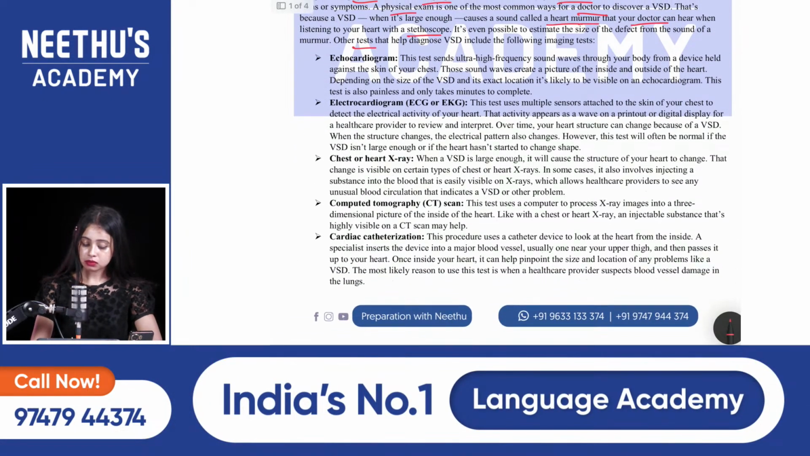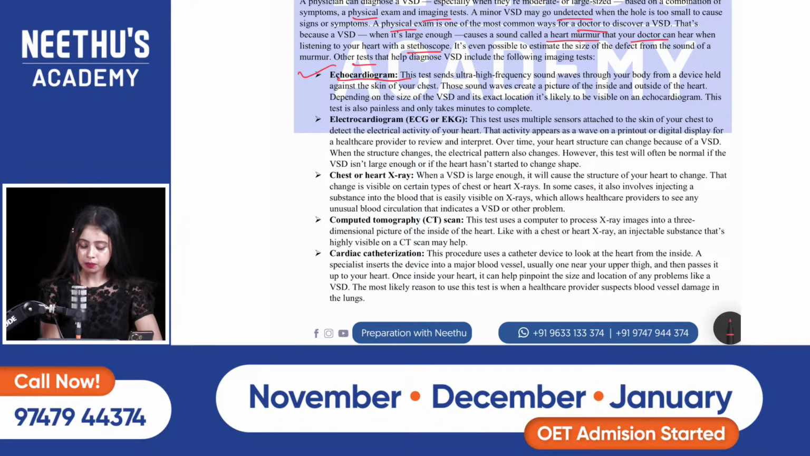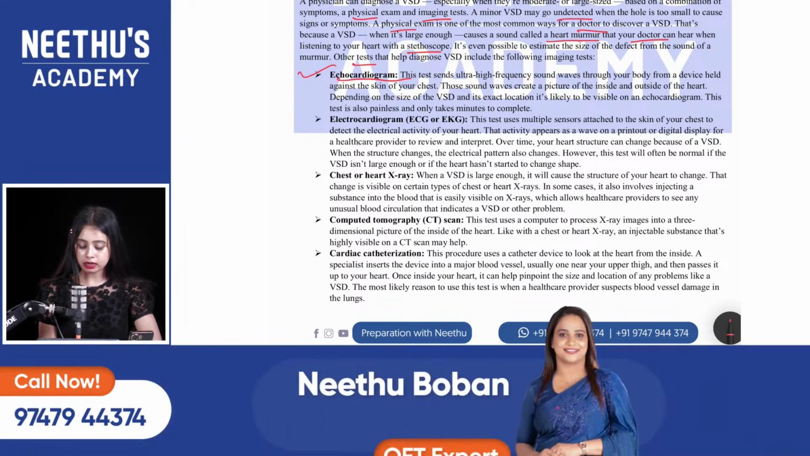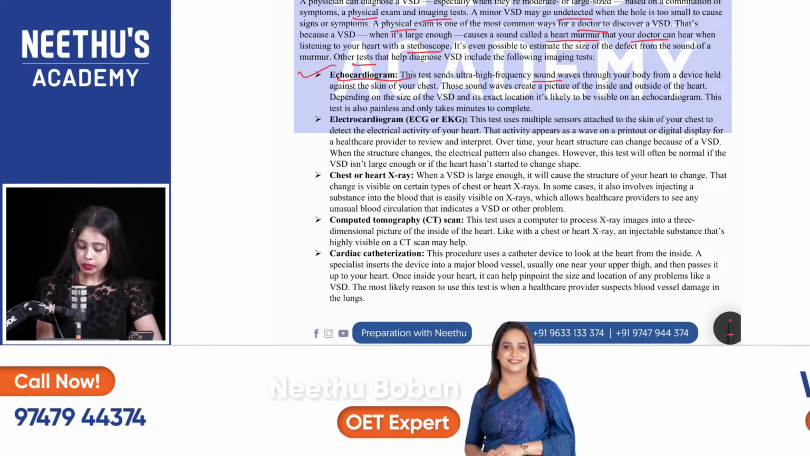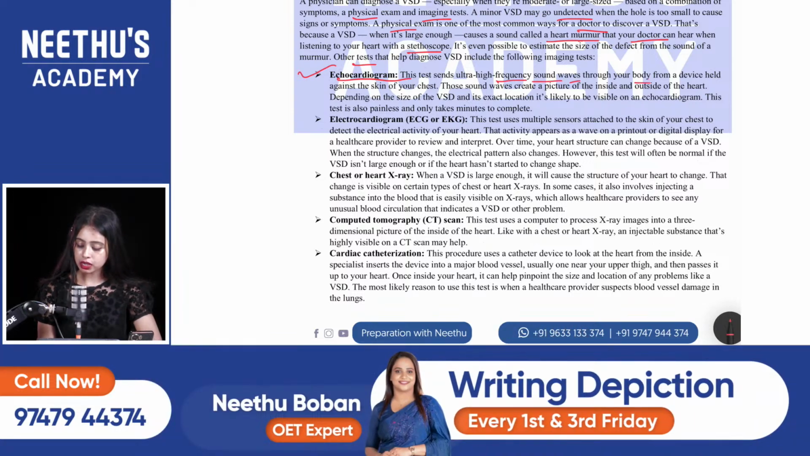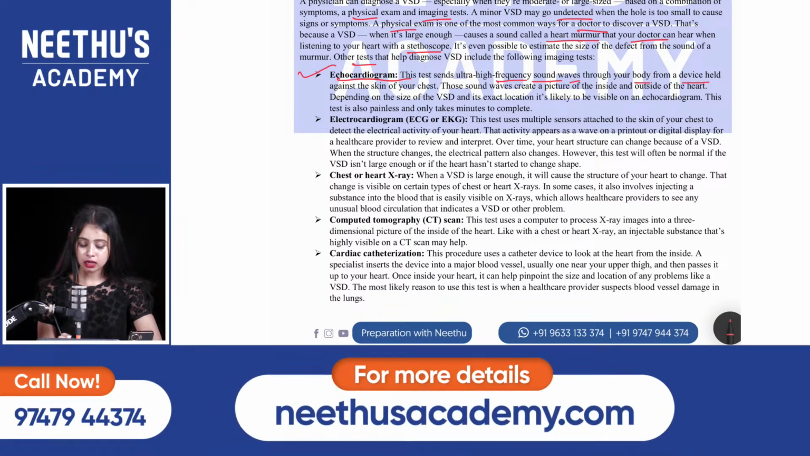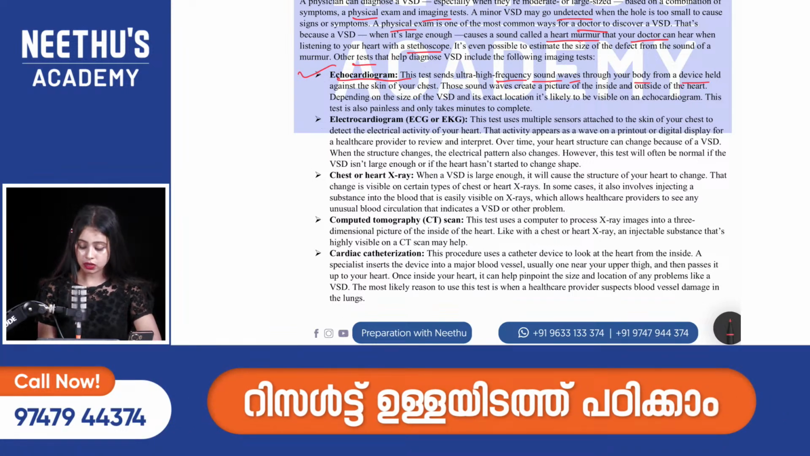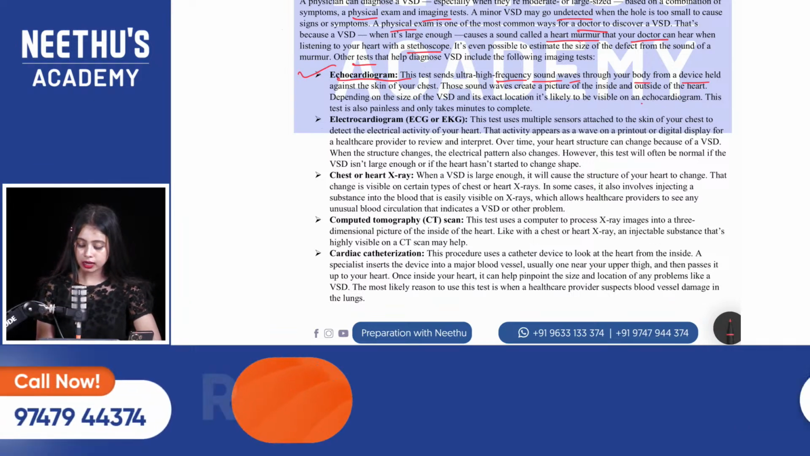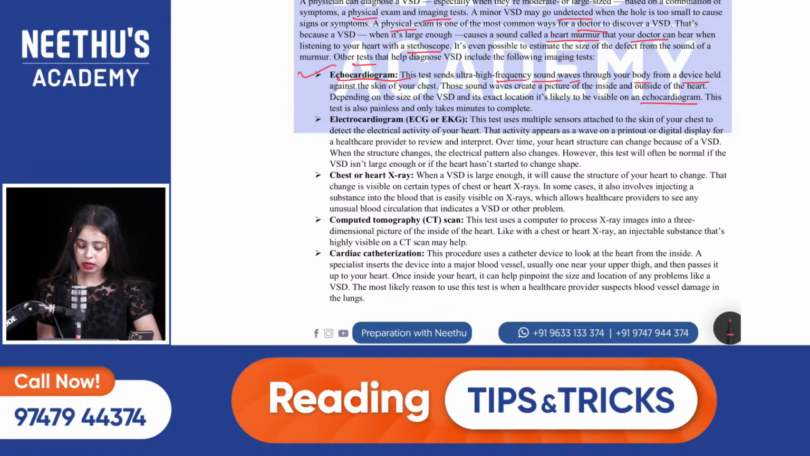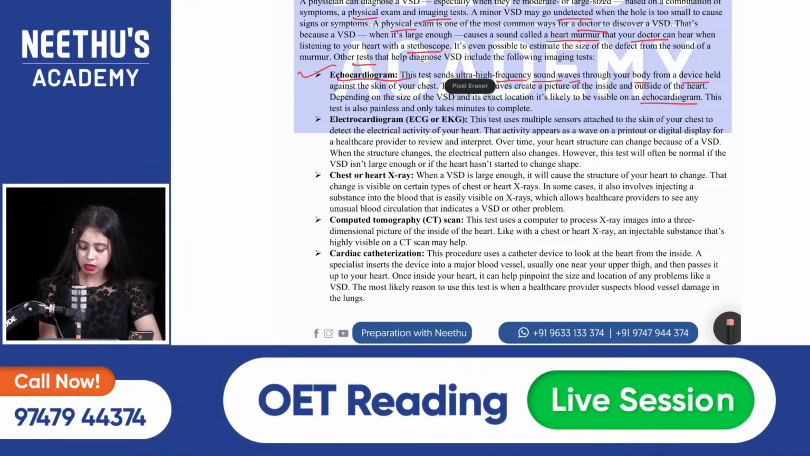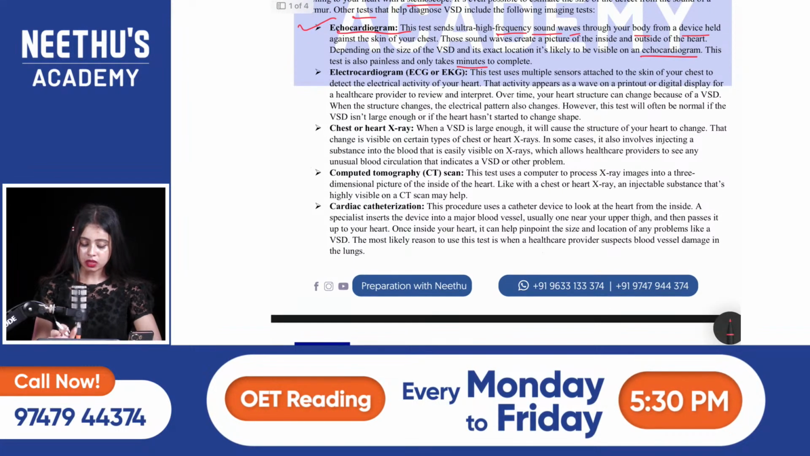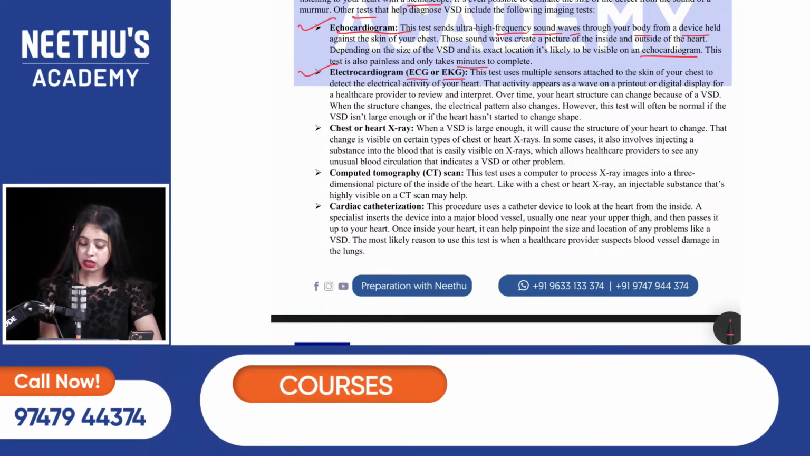So what are they? Echocardiogram, that is the first method, right? This test sends ultra high frequency sound waves through your body from a device held against the skin of your chest. The sound waves create a picture of the inside and outside of the heart. Depending on the size of the VSD and its exact location, it's likely to be visible on an echocardiogram. This test is also painless and only takes minutes to complete. Time indicating words, yes.